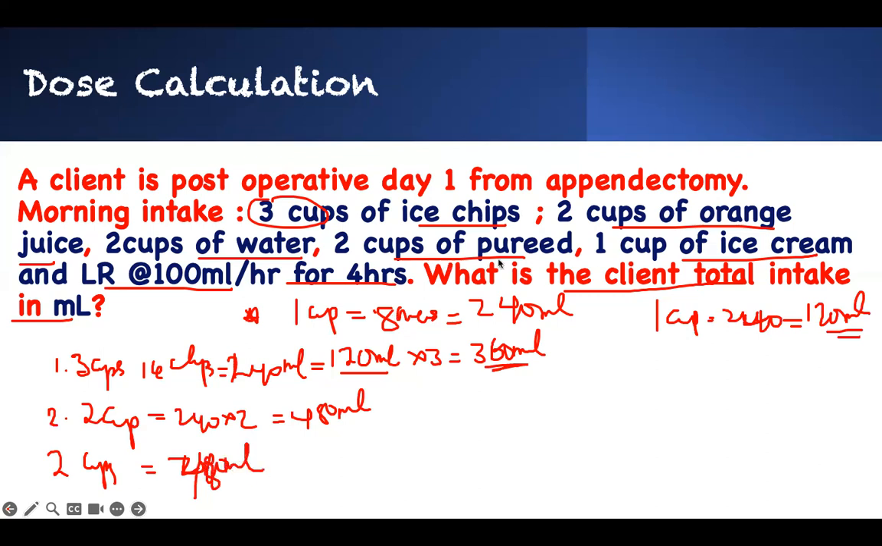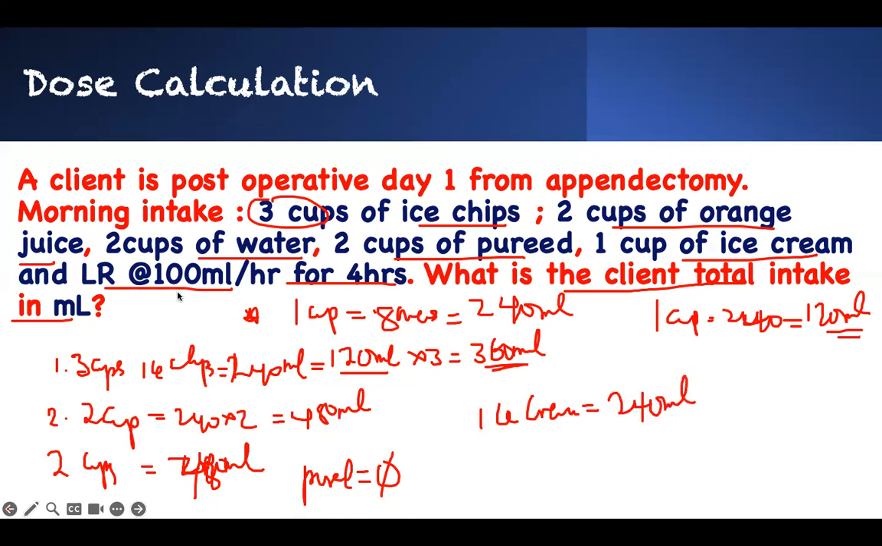And 2 cups of pureed, what do you think? We don't add pureed. Pureed is not considered a liquid. So this is a trap. Don't add it. For the pureed, we put 0. So there is 0 here. 1 cup of ice cream. Ice cream is already melted, so usually that will be 240 ml.